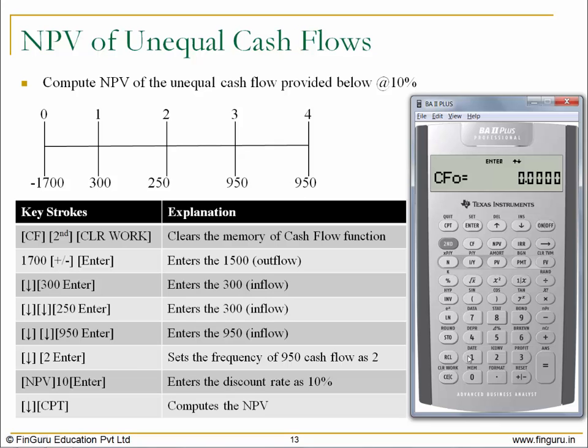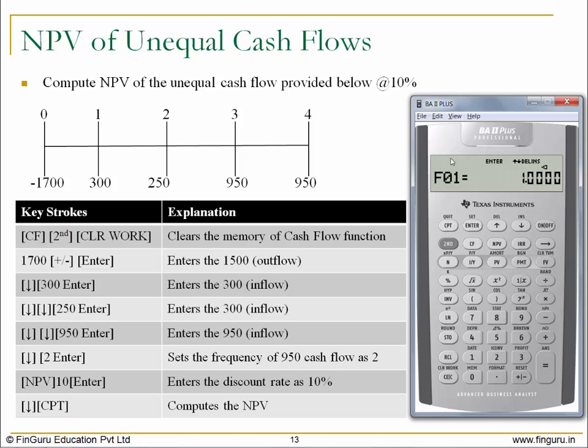So let's punch in the first value, which is 1700, negative, enter. So the CF0 has been entered as being the negative 1700 cash flow. Now we'll press the down arrow key to come to the next variable, which is C01. C01 happens to be the cash flow 1, which is 300. So let's punch in that. So 300, enter. Again, we'll press the down arrow key.